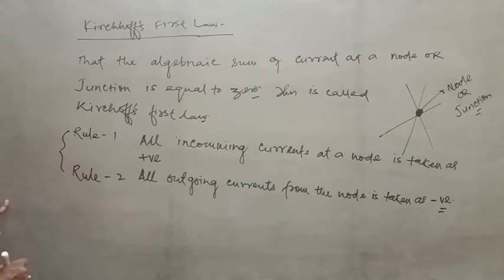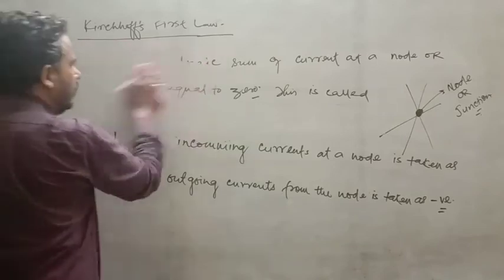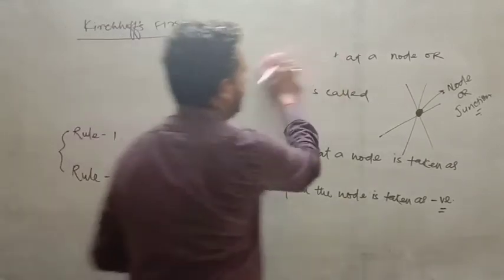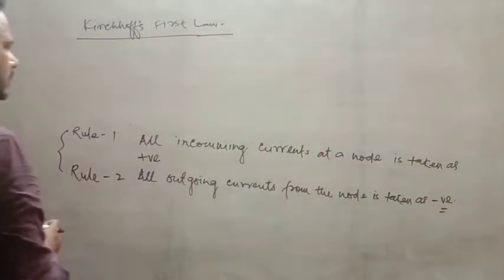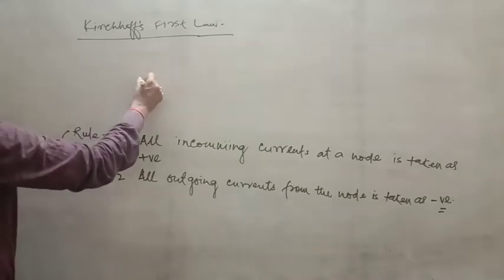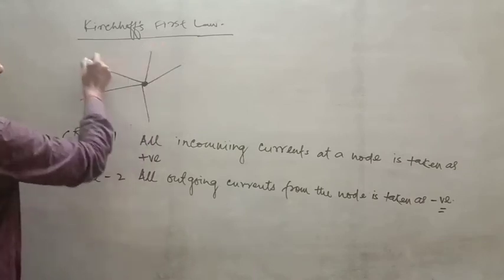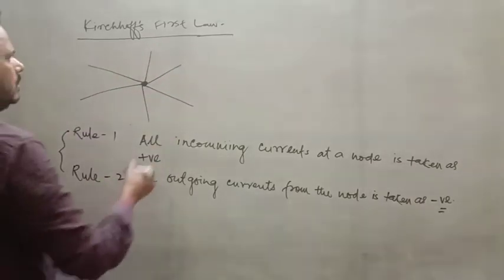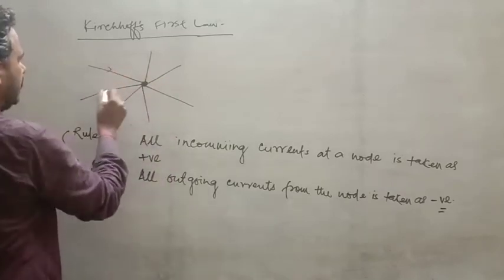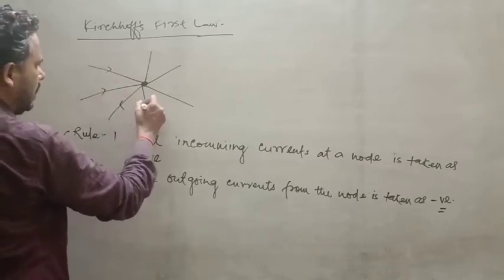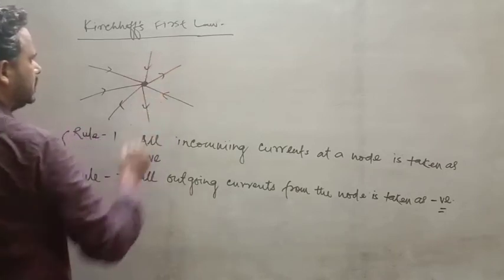Okay, now I am just going to simplify this one. We have just considered here a node, and see, there are so many conductors of a circuit where some currents are going inside and some coming outside, like that you're seeing here, that this one is happening.